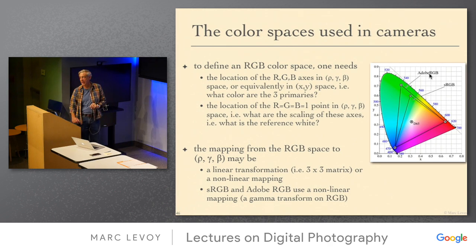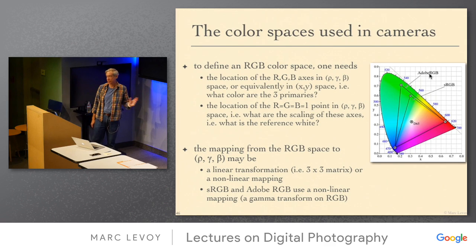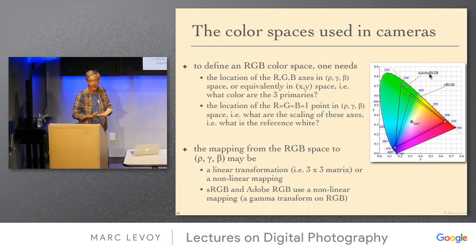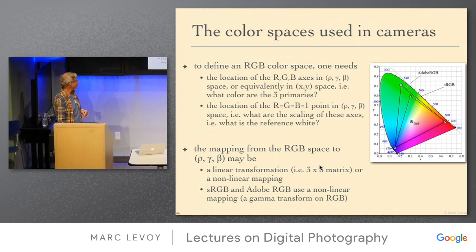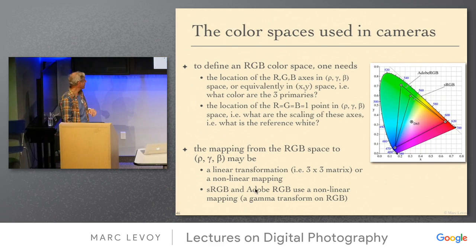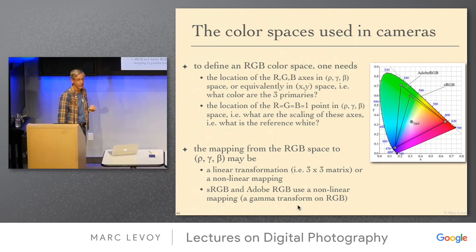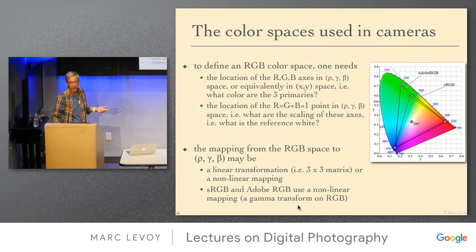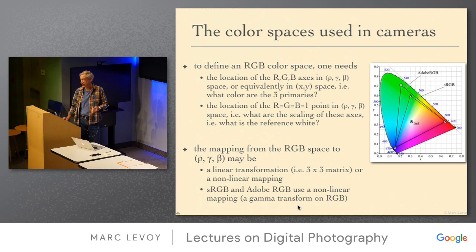Here's another one that you might have on your camera. Some cameras will allow you to switch to a different system, and then the RGB values that get spit out are different RGB values. The mapping might be linear, like the 3x3 matrices I showed, or it could be a nonlinear mapping. sRGB uses a nonlinear mapping because it's got that gamma transform in it. And that gamma transform helps the quantization that follows to well represent our relative sensitivity to different brightnesses.